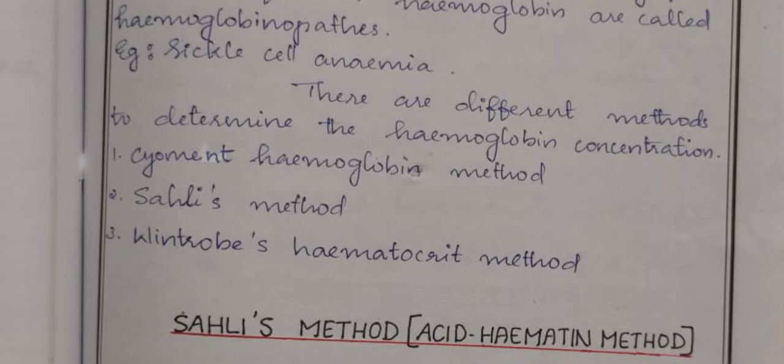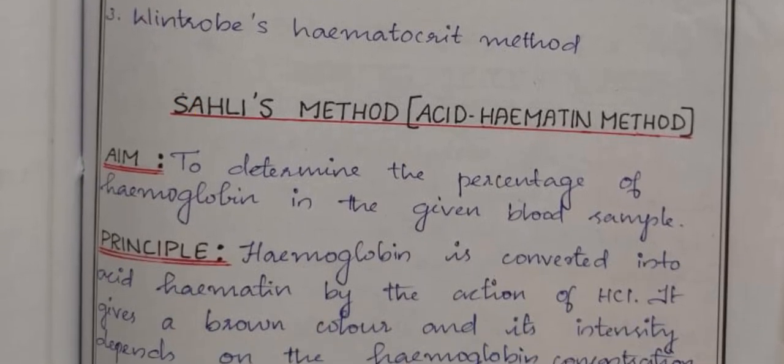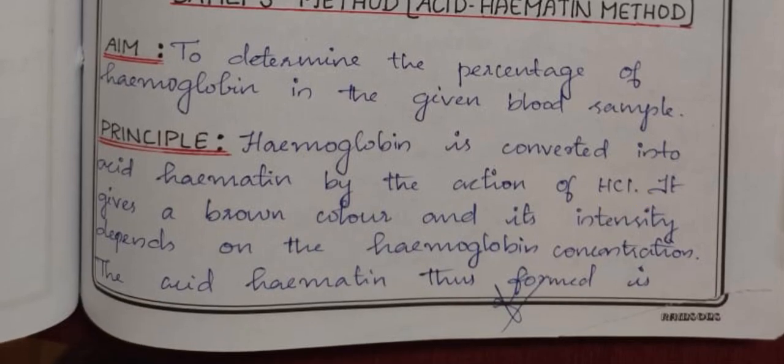There are different methods to determine the hemoglobin concentration. Here we will be discussing Sahli's method, or the acid hematin method, to determine the percentage of hemoglobin in the given blood sample. Hemoglobin is converted into acid hematin by the action of HCl. This gives a brown color and its intensity depends on the hemoglobin concentration.